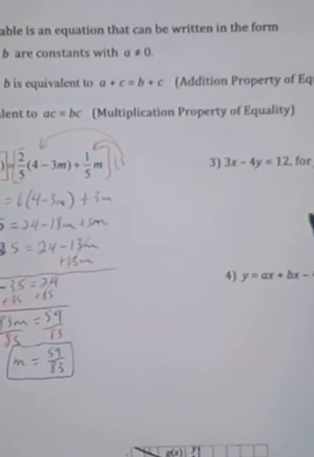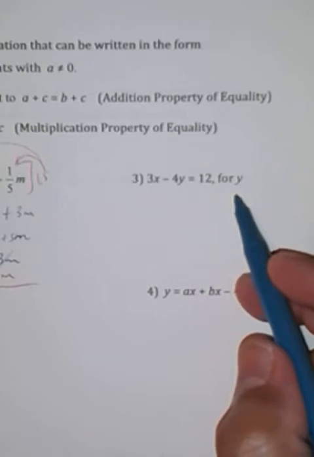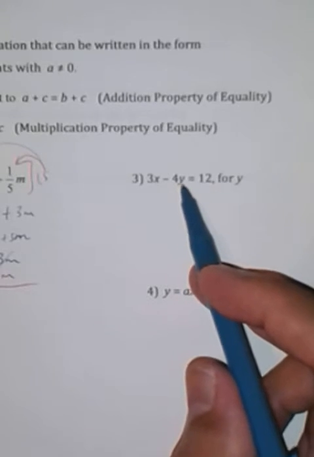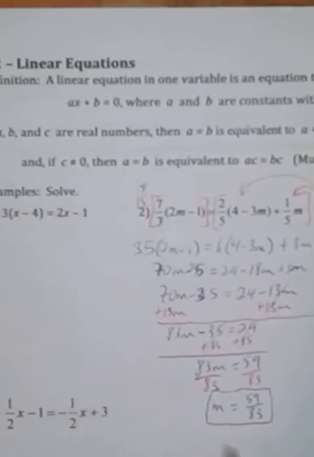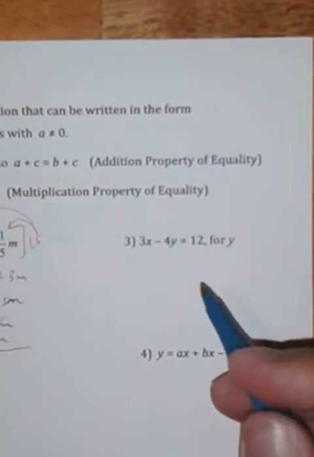Let's try number 3. It says solve 3x minus 4y equals 12 for y. First I have to identify what variable I'm solving for. Notice that's different from these where you only have a single variable. Here, I need to check which variable I'm solving for: y. So I need to isolate y.